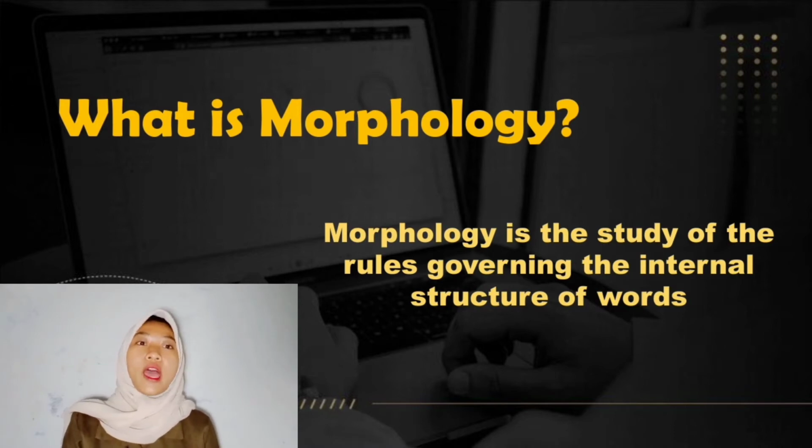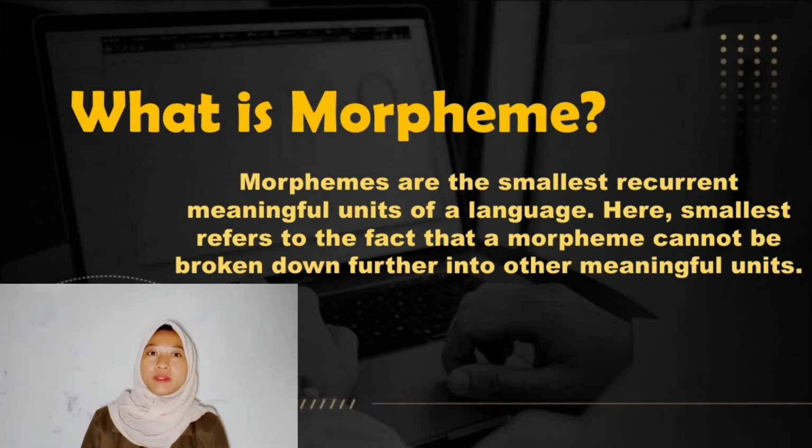Okay, now I will explain about morpheme. Do you know what a morpheme is? Morphemes are the smallest recurrent meaningful units of language. Here, smallest refers to the fact that the morpheme cannot be broken down further into other meaningful units.